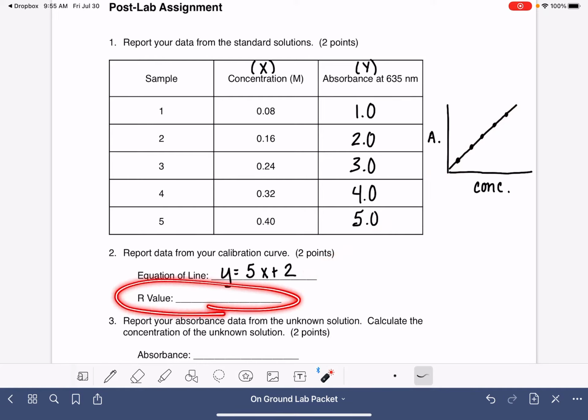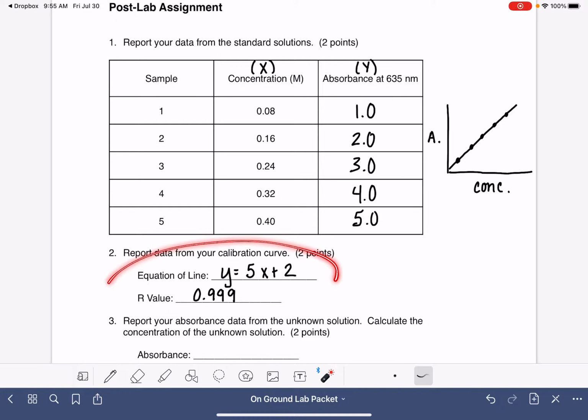You will also have been given an R value by the software, your calculator or Google Sheets or Excel, whatever you're using, or you may have been given an R squared value, and you should report that number here as well. The lab instructions are telling you that you need to repeat the experiment until your R or R squared value is 0.9 or greater. So you're going to have a pretty close to 1 value here. The R value is just a reflection of how perfect this line is. If the line is perfectly linear, perfectly straight, then the R value or R squared value would be equal to 1. So here, you're just copying data down.